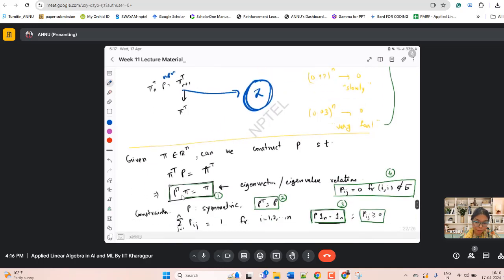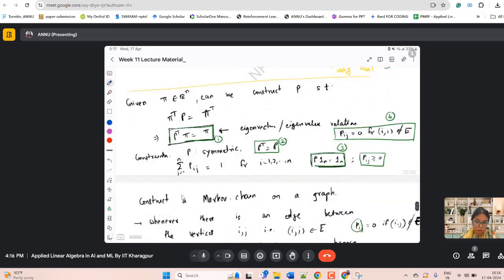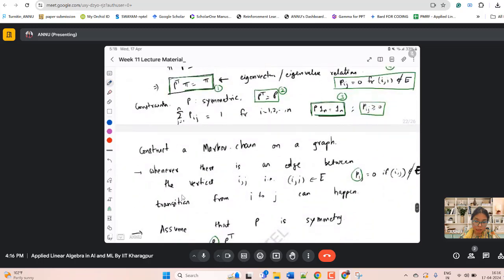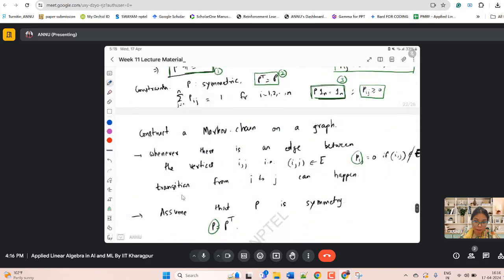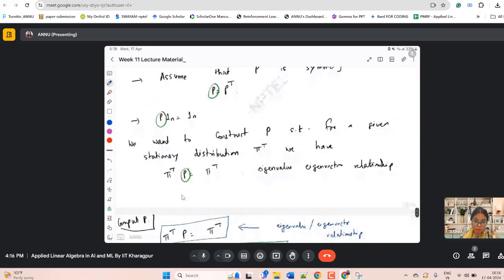So what we have observed is, if P is symmetric and you have these values, construct a Markov chain on the graph whenever there is an edge between the vertices. The transition from i to j can happen. Assume that P is symmetric. So this is the way.